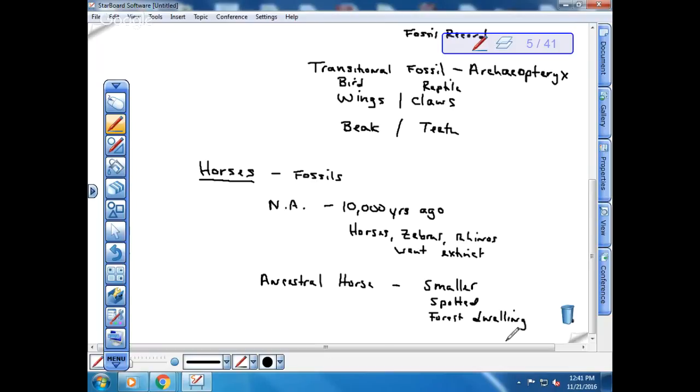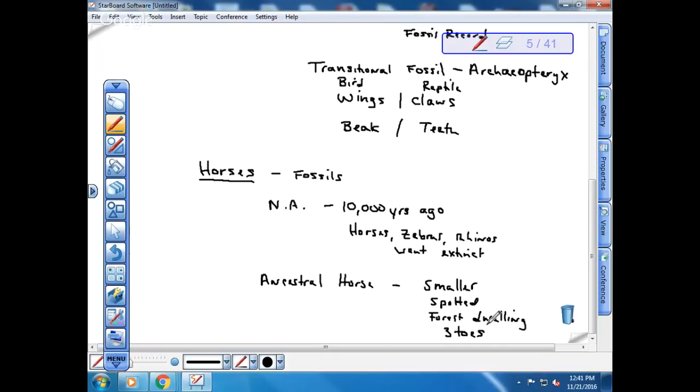So they have those characteristics, but they also have 3 toes. So if you think about horses, they just have 1 toe. So modern day horses are larger. They don't tend to be spotted in the same way that the ancestral horses were. They tend to be living out in open places, the wild horses, and they have only 1 toe, okay?